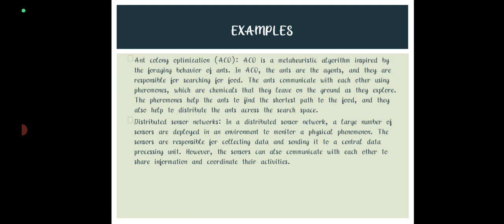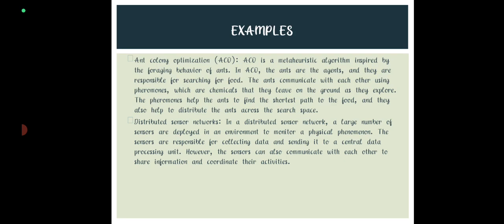The ants communicate with each other using pheromones, which are chemicals that they leave on the ground as they explore. The pheromones help the ants to find the shortest path to the food, and they also help to distribute the ants across the search space.